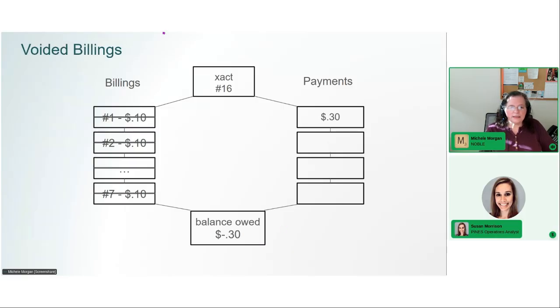So when I voided that billing by checking it in amnesty mode, these billings were negated. They're no longer going to be considered as billings. So when Evergreen adds up the billings and payments, all it's got is that 30-cent payment. So it subtracts the 30 cents from no billings, and we get the negative 30 cents.